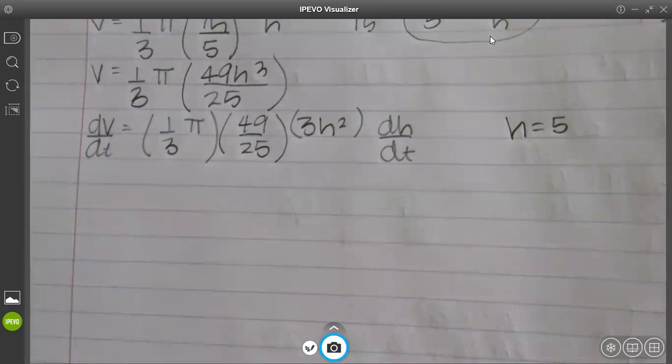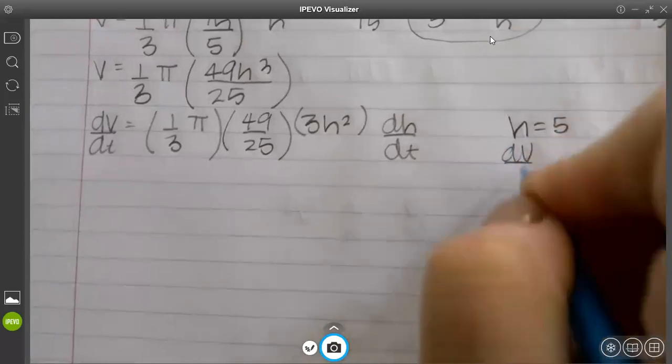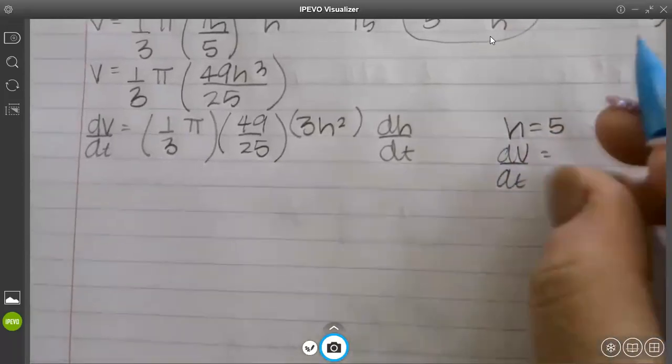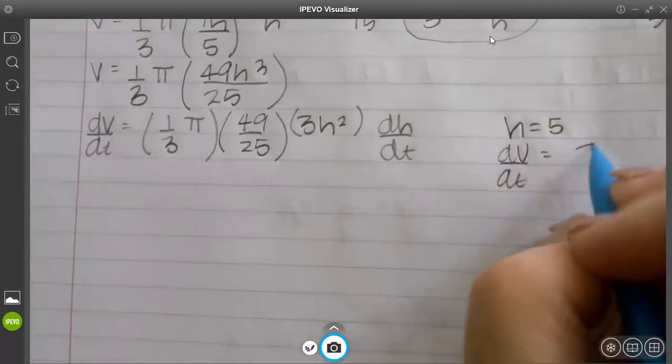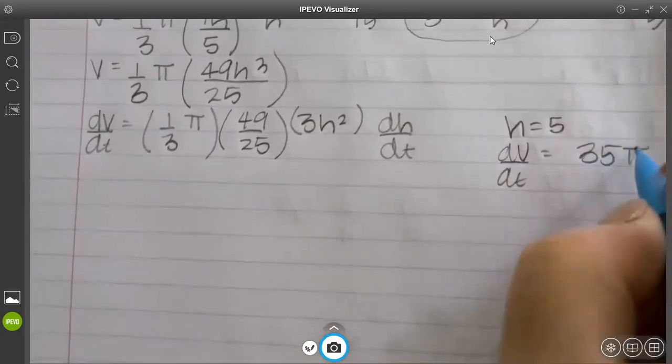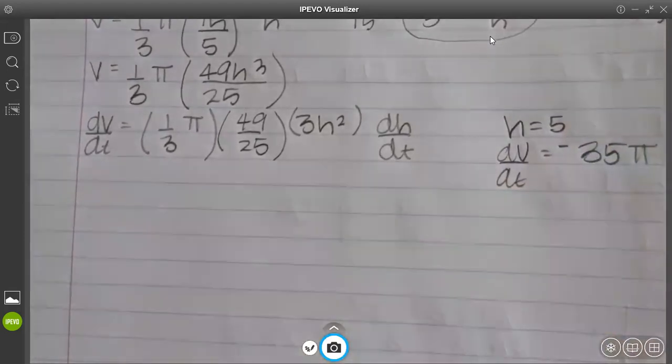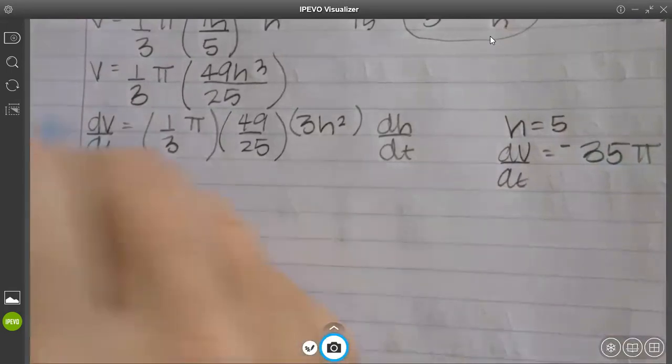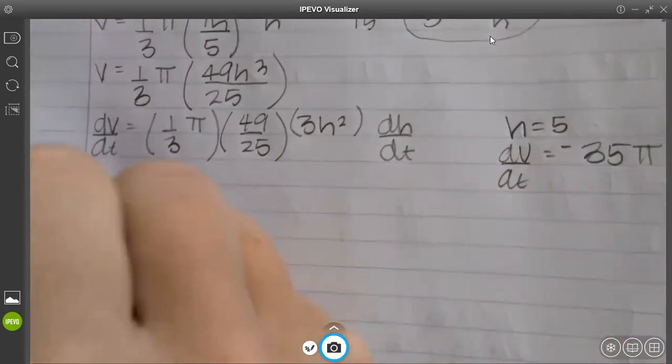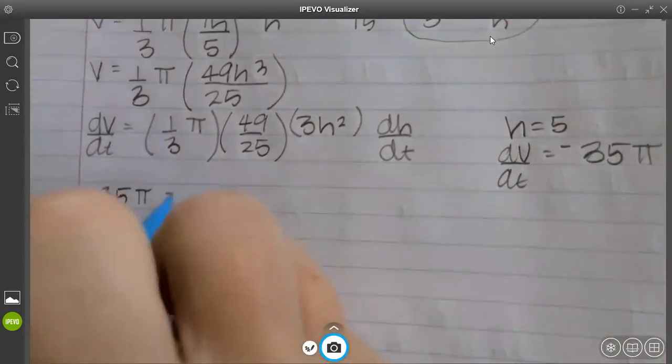Because it says 35 what? Pi inches cubed. We know that's the volume, right? So dV over dt. And what's happening to the water? So what does that mean? Good. Since it's decreasing, it's going to be negative. So those are what we're going to plug in, and we're going to solve for our dH over dt. So dV over dt was negative 35 pi.